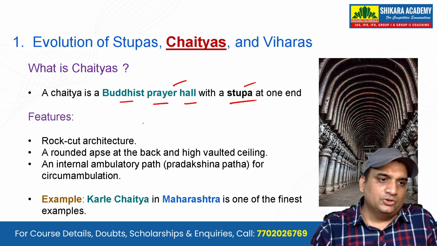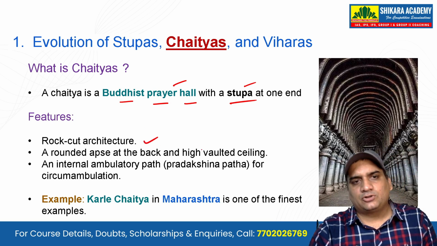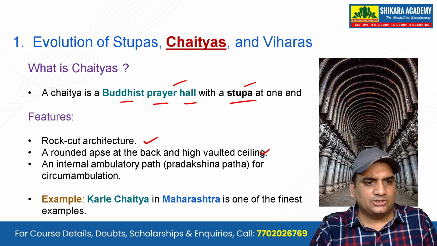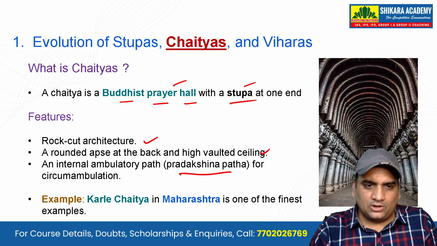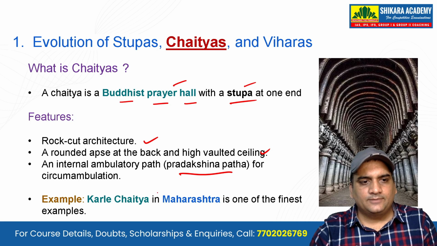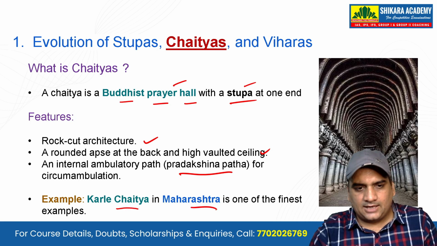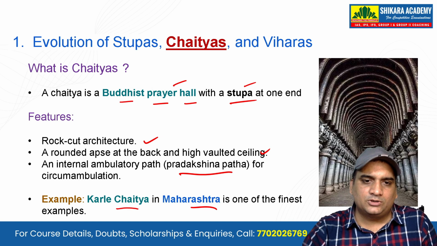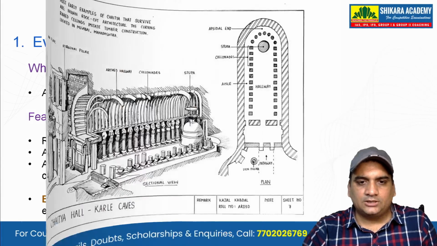Okay, so what are the features of it? We will have the rock cut architecture, a round apse at the back, and high vaulted ceilings. And then you will also have the Pradakshina path over here. Karle Chaitya in Maharashtra is one of the finest examples. I asked you about that picture.